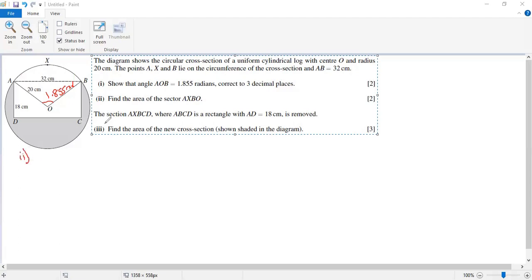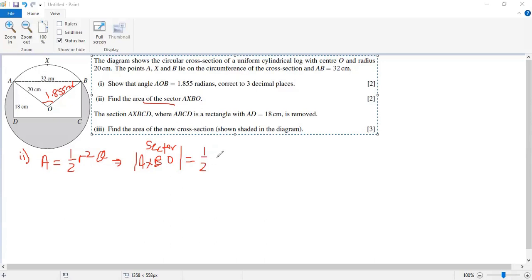Because it is in radians, I would like to use the area of a sector formula in radians, which is half r square theta. Okay, repeat that, half r square theta, theta is in radians. So that means in this formula, we can write the area of the sector AXBO. You just use the word sector. If not, it will imply a quadrilateral.